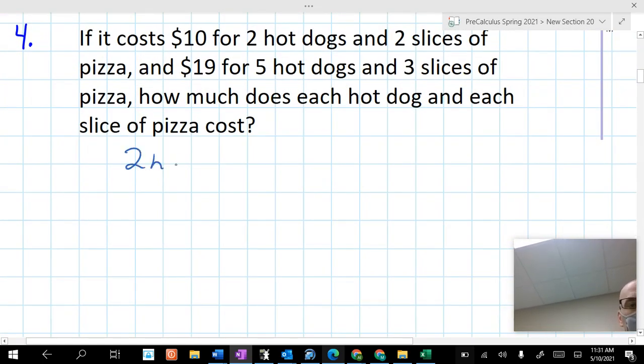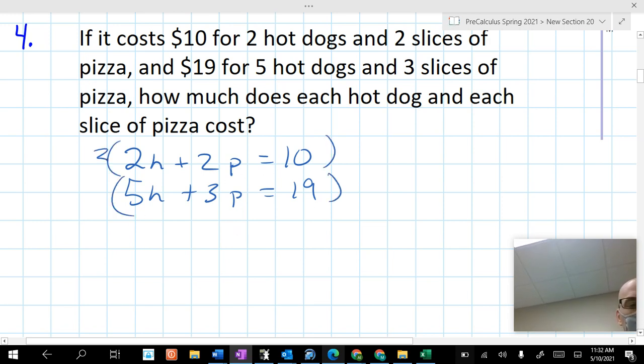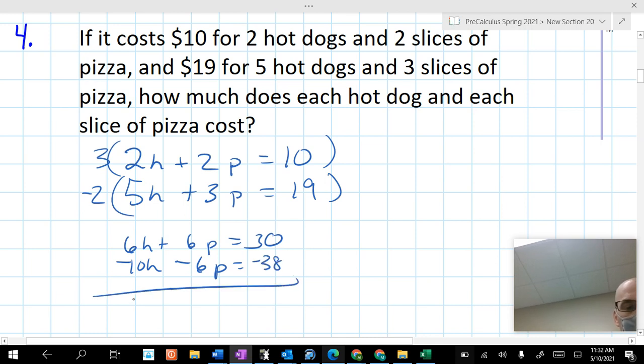So 2 hot dogs plus 2 pizzas equals $10. 5 hot dogs plus 3 pizzas cost $19. How much did each cost? What are we going to multiply the top row by? 3. Bottom row by -2. So 6h plus 6p equals 30. -10h minus 6p equals -38. Add columns, you get -4h equals -8. Divide by -4, divide by -4. H equals 2. So a hot dog is $2.